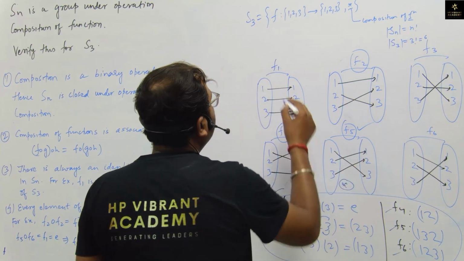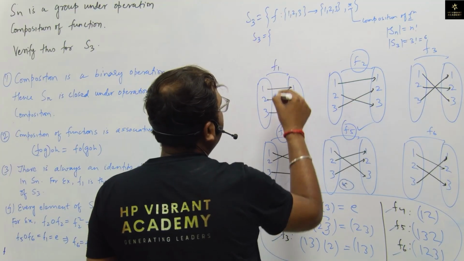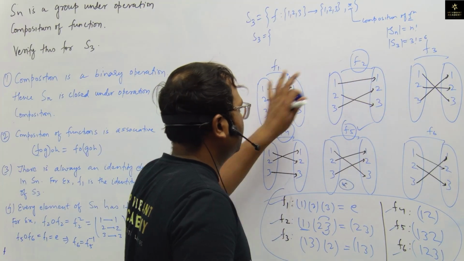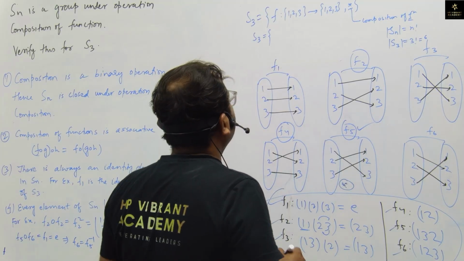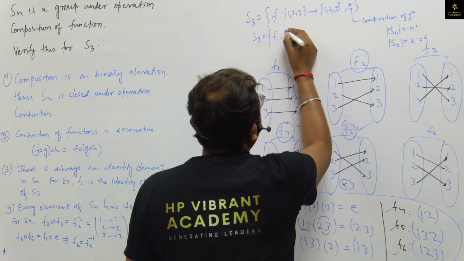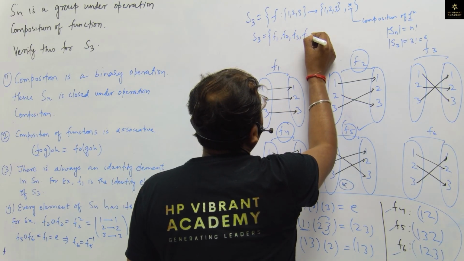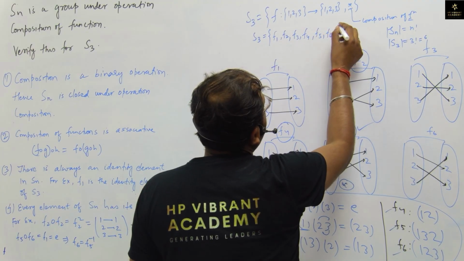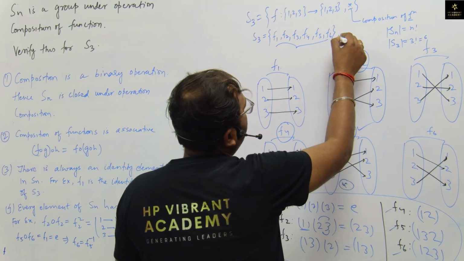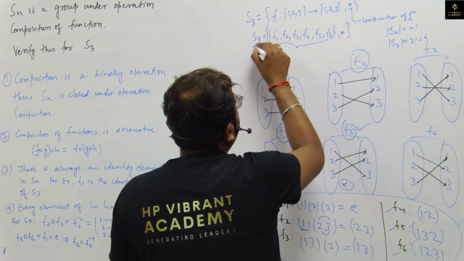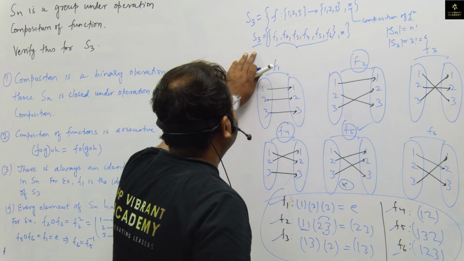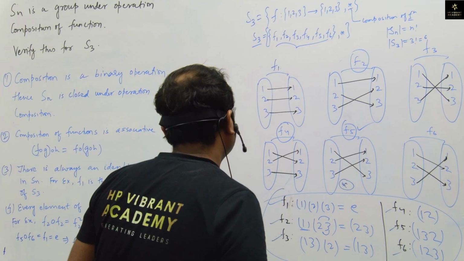In the last lecture we calculated the elements of S3. So these are the bijections F1, F2, F3, F4, F5 and F6. These bijections form a group under the operation composition of function. So S3 is a group under the operation composition of function. Okay. So now let us show that this S3 satisfies all the four properties for being a group.